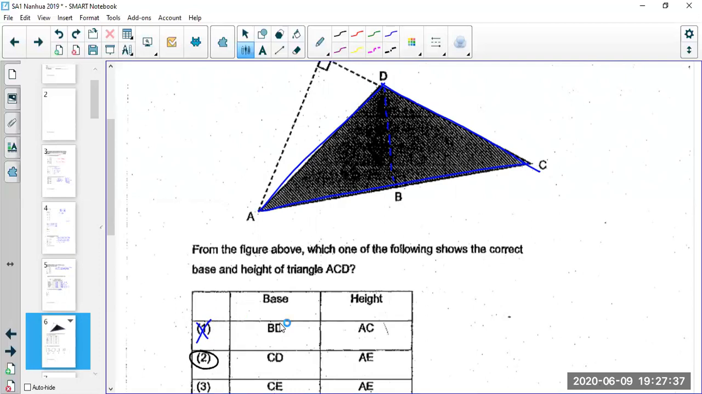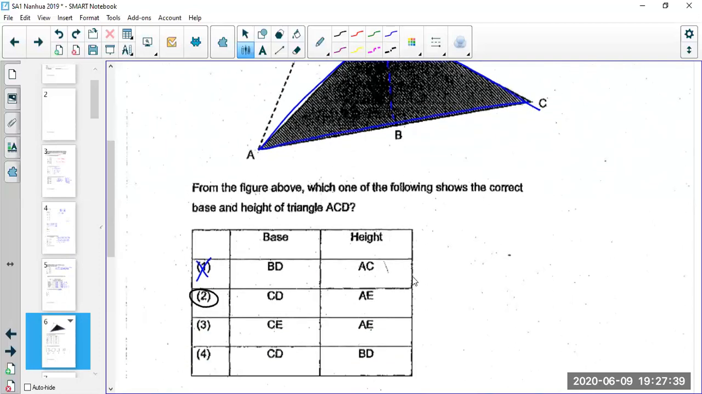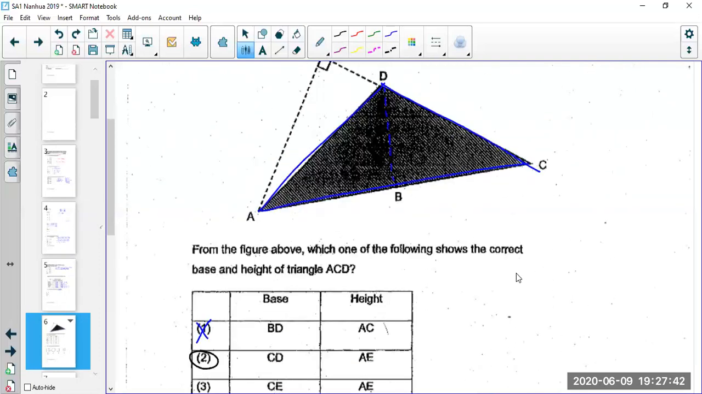So number 1, no need to see already. Then how about number 2? CD is the base. Then where's your CD? Let's look at CD. So CD is the base. Over here, CD. Right? Then where's the height?